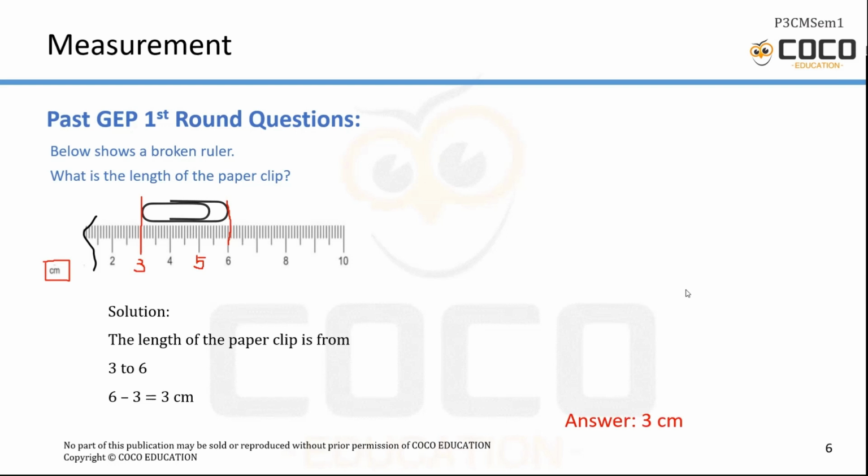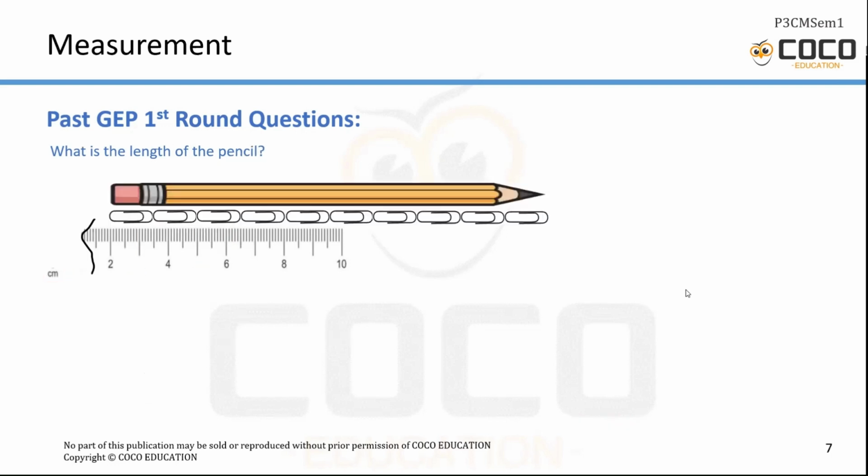Okay, and sometimes they will make this question a harder one, maybe like this. So this one is still a part of the ruler. The unit of the ruler is still cm. And you see this pencil is much longer than this ruler, but they ask you to use this ruler to calculate the length of the pencil.